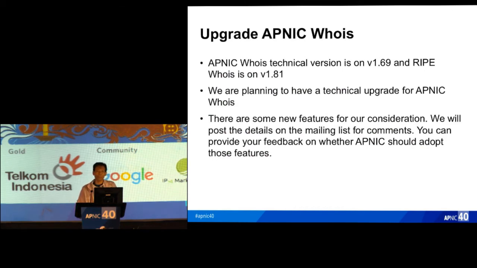Also, we are planning to upgrade APNIC Whois. Technically, APNIC Whois is on version 1.69, and RIPE NCC Whois is on 1.81. It is a bit ahead of APNIC Whois in technical terms. So we are also planning to do the upgrade to make it more consistent from a technical point of view, in the coding and the coding language.